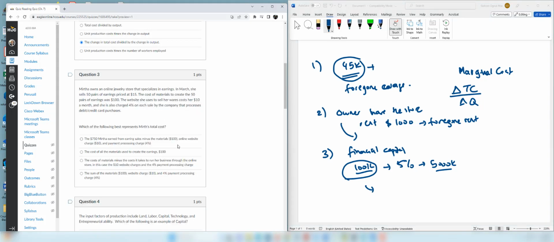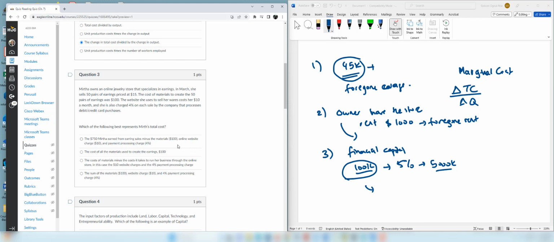Question number 3. Mirta owns an online jewelry store that specializes in earrings. In March, she sells 50 pairs of earrings priced at $15. So we can calculate the total revenue here, quantity times the price. The cost of materials to create the 50 pairs of earrings was $100. The website she uses to sell her wares costs her $10 a month. And she is also charged $4 on each sale by the company that processes debit credit card purchases. So in this example, we need to find Mirta's total cost.